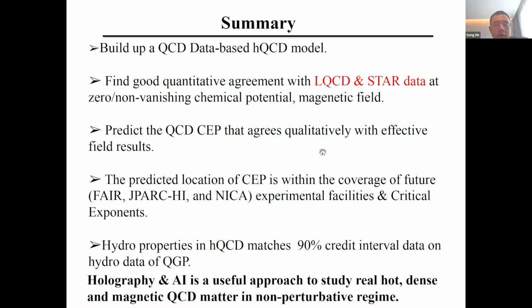And so let me briefly summarize. We build up the data-based holography model to try to quantitatively agree with the latest lattice QCD data and also experimental data from the STAR collaboration. And we also incorporate the hadron data, and with this hadron data we do the global fitting to make the previous model more precise.